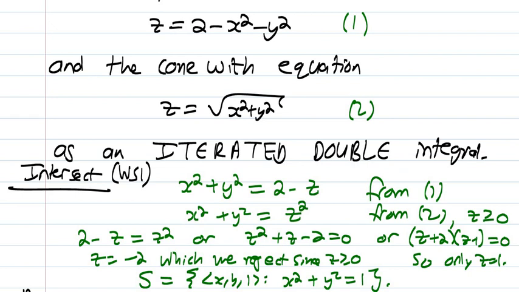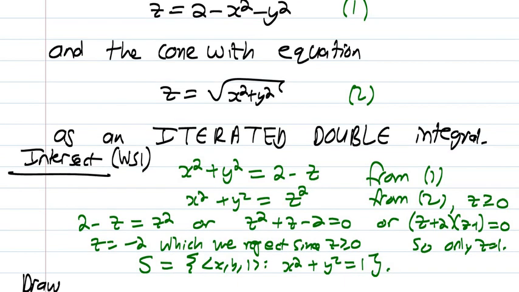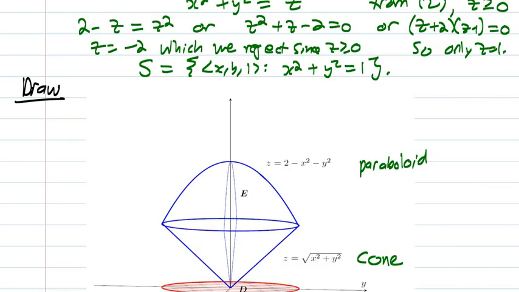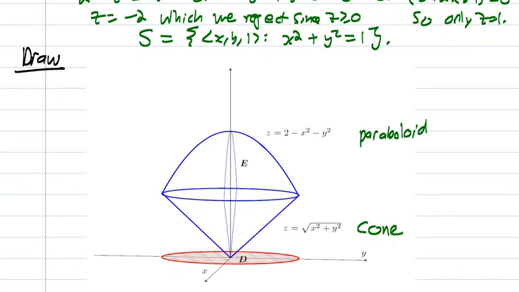So now the next job is to draw these two surfaces so that we can get the region whose volume we are interested in. So 1 represents a paraboloid, and 2 represents a cone. If you draw it, it looks like this. It's like this ice cream cone. All right, you have the wafer part at the bottom and you have the ice cream part at the top.